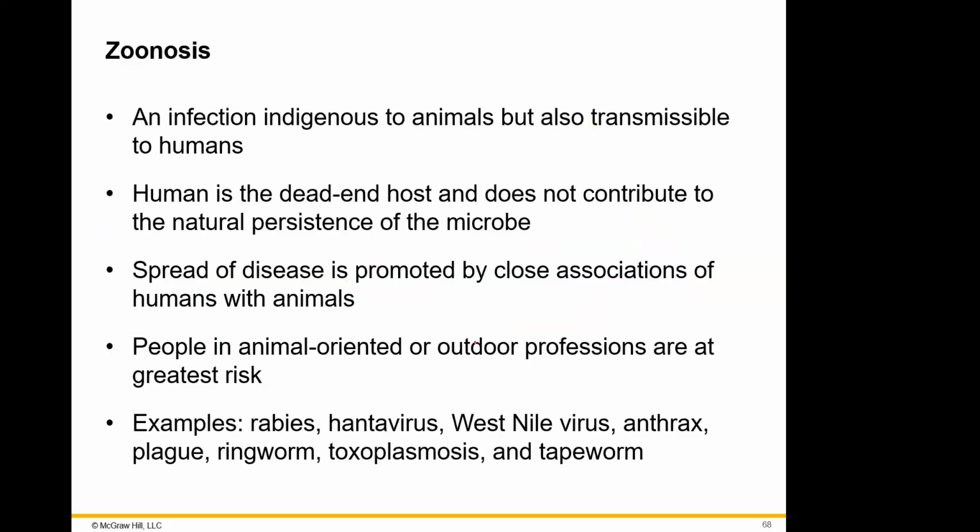A zoonosis is anything that exists in animals normally that's getting spread to people, where it shouldn't normally be, like rabies. That's, I think, the best example. Everybody knows what that is and where it comes from. Animals. So rabies. Yeah.